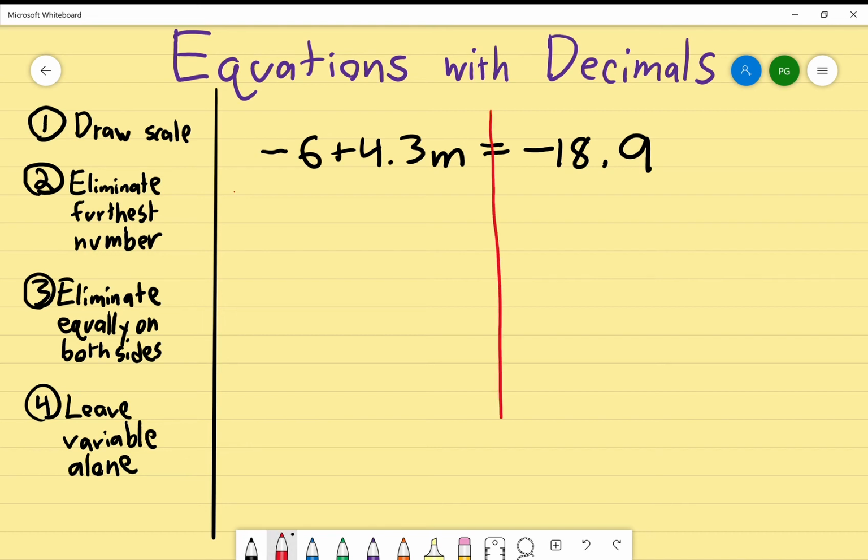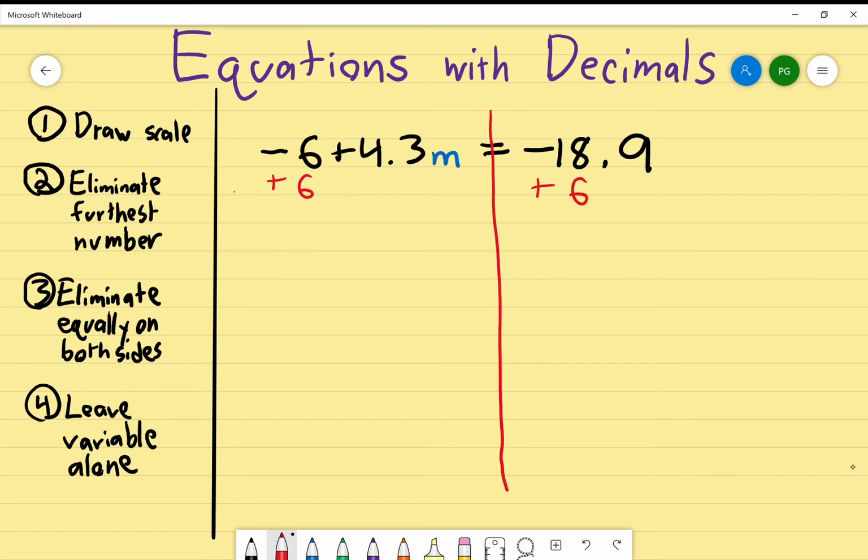Number 1, draw the scale. Number 2, we're going to eliminate the number furthest from the variable, right? Well, which number is further away, 4.3 or 6? Well, duh, the 6 is further away, right? Okay, what's the opposite of minus 6? Plus 6. And I'm going to eliminate equally on both sides.